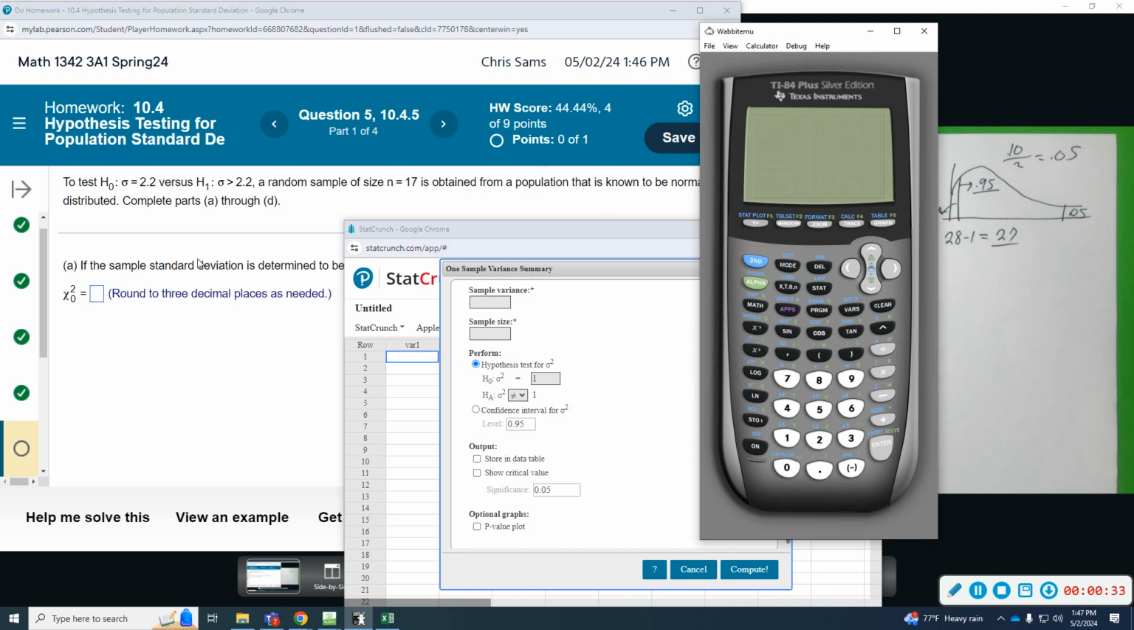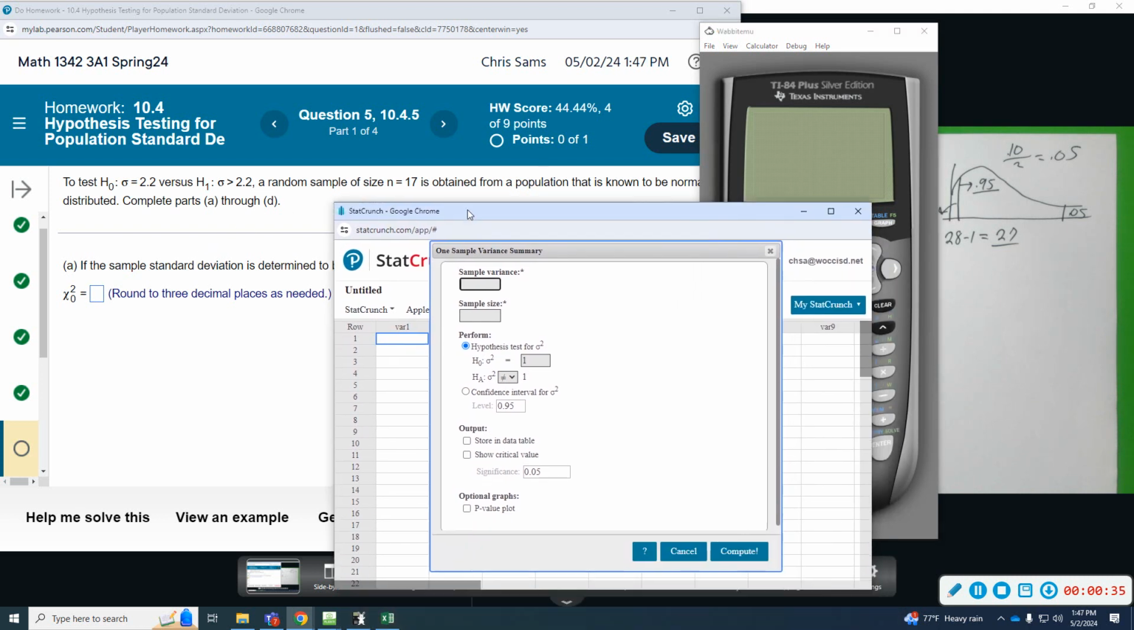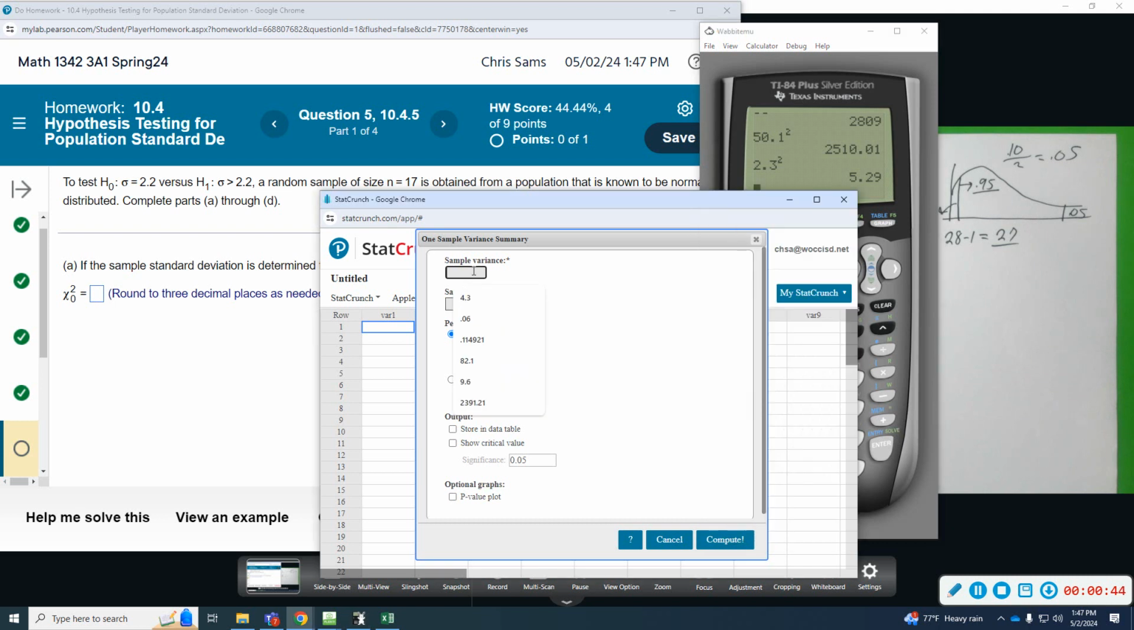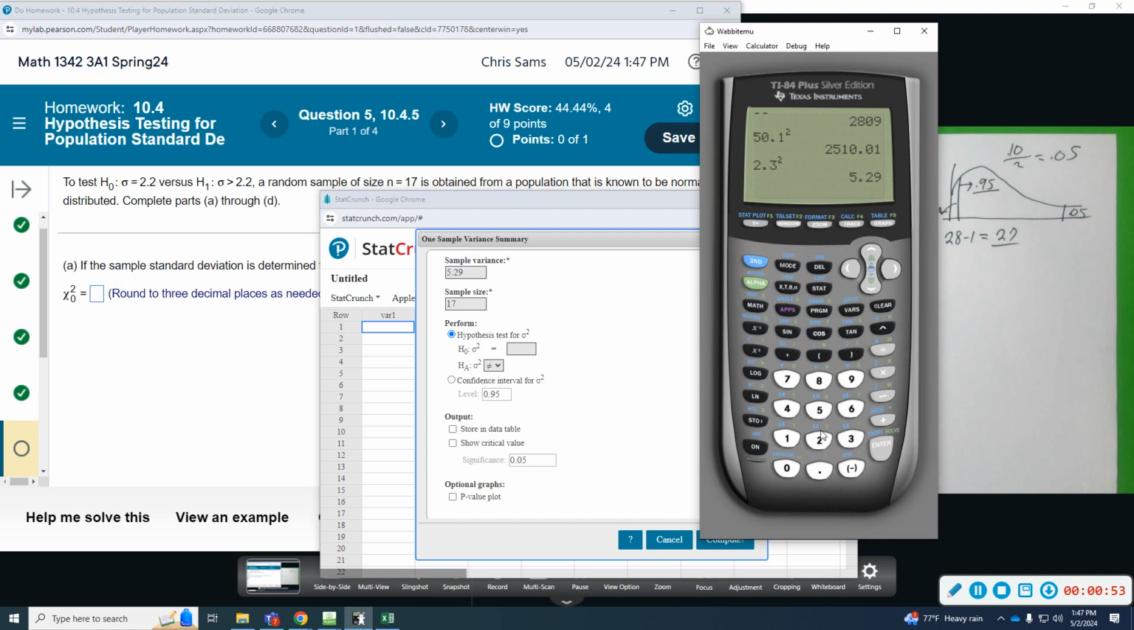The sample standard deviation is 2.3. I'm going to do 2.3 squared. 5.29. Sample size was 17. We've got to square the 2.2. 4.84.